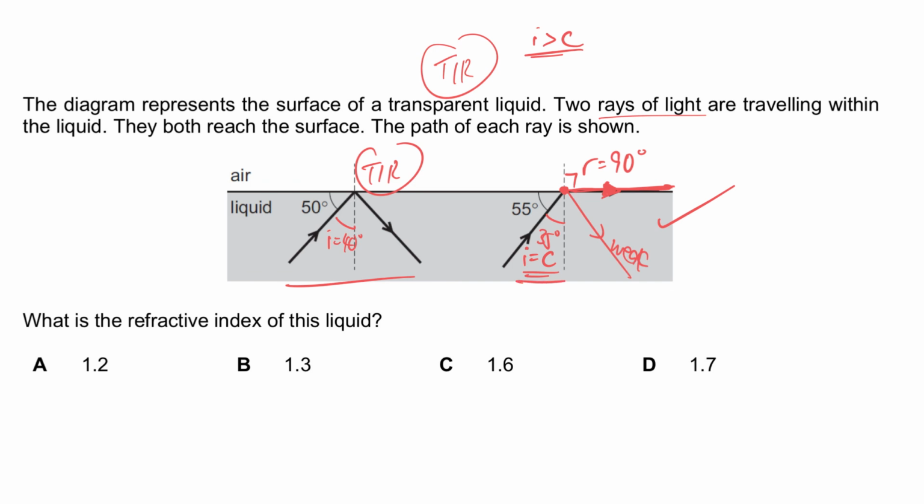So if you know i equals c, you can use the formula n equals 1 over sine c, and you're going to find your refractive index n. I will substitute the c with 35, and you work it out, it will be 1.74, and rounded off to 2 significant figures, 1.7. That will be the refractive index of the liquid. All right, so I hope you understand now. Thank you.